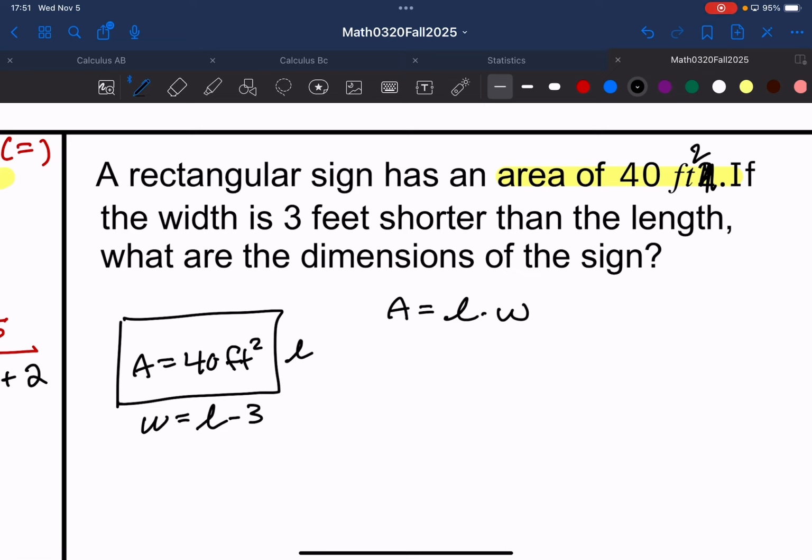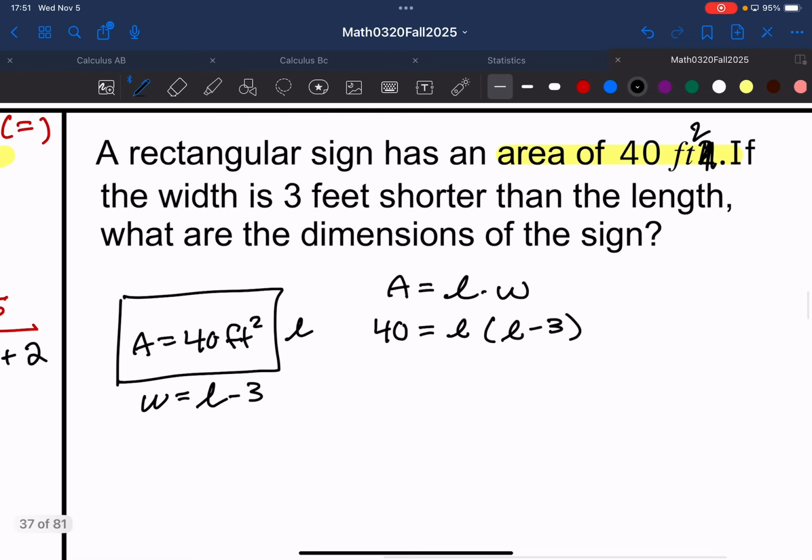Which means instead of using length times width in my area formula, I'm going to be using length times length minus 3. Okay, so I have 40 is equal to length times length minus 3. Then it wants to know what the dimensions of the sign are. So that means once we solve for length, we need to plug in that value to find width.